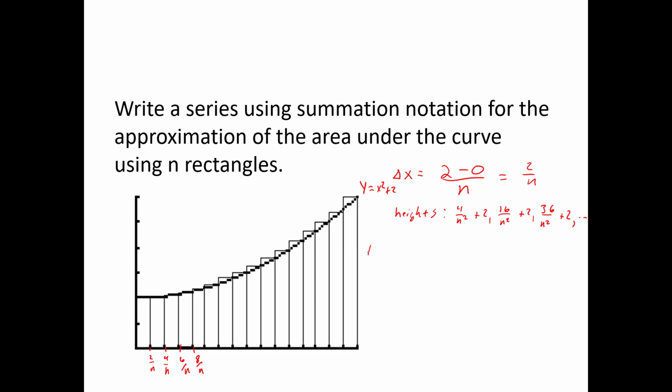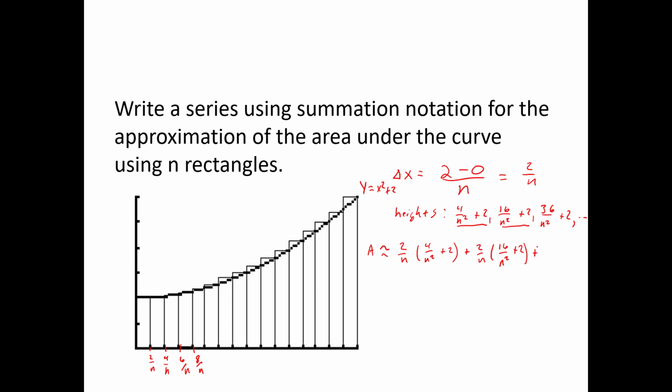And so then the area will be approximately, okay, so the first rectangle has a width of 2 over n, and the height, this height, so 4 over n squared plus 2. Plus the second rectangle, the width is 2 over n, and the height is 16 over n squared plus 2.